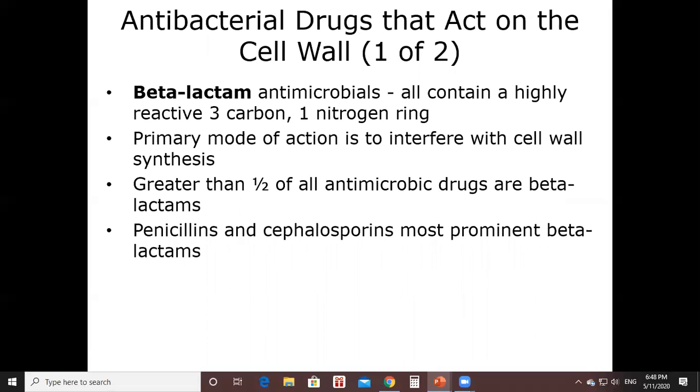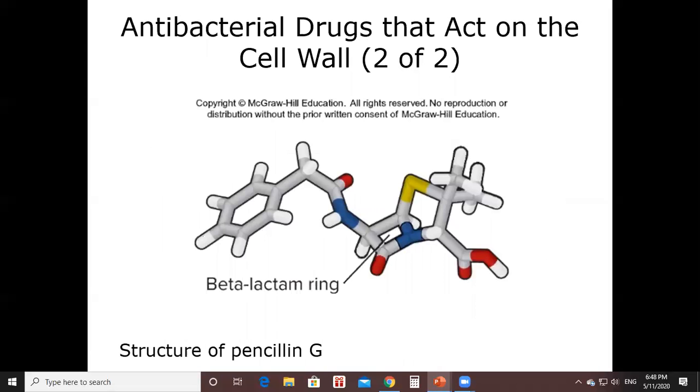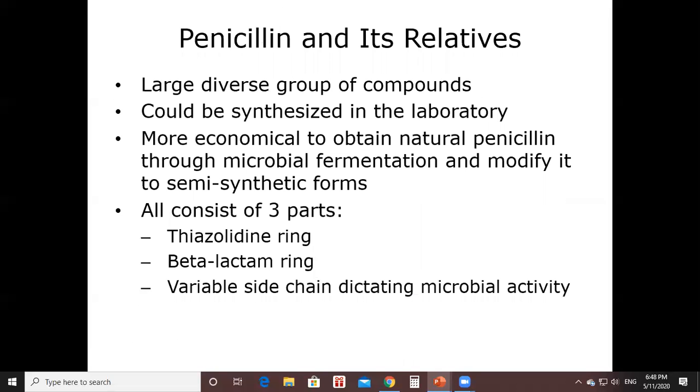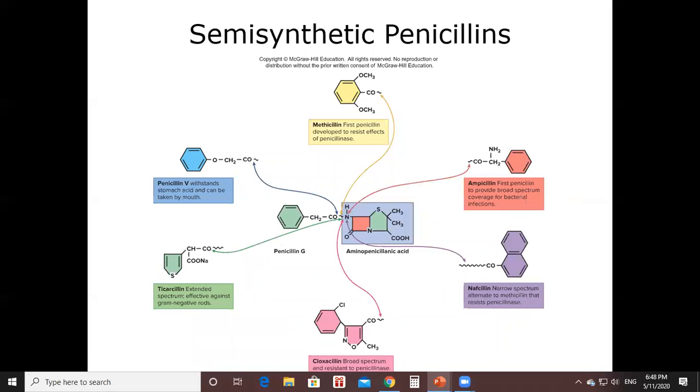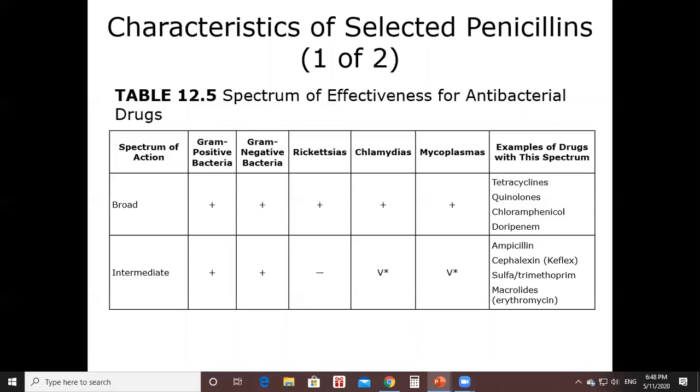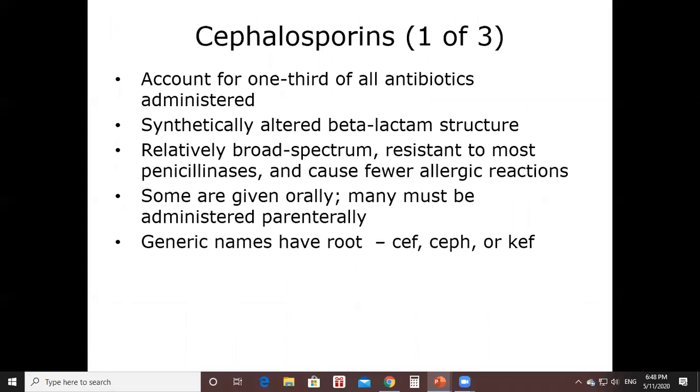I'm not going to go into which ones affect what, so I'm going to zip through some of these. This is subgroups and uses of penicillins. You can go through it if you want, but I'm not going to require these of you. Cephalosporins.